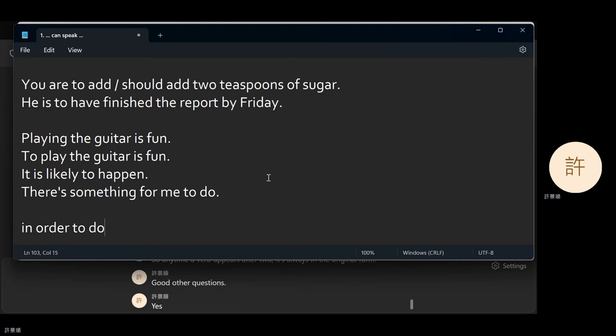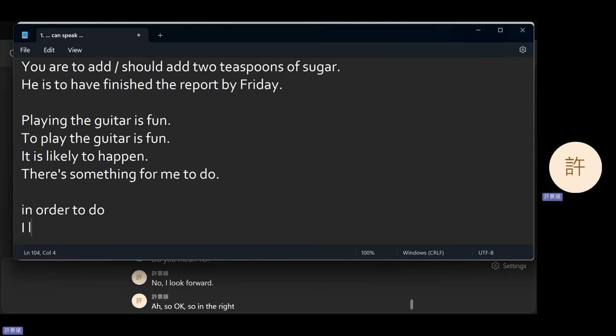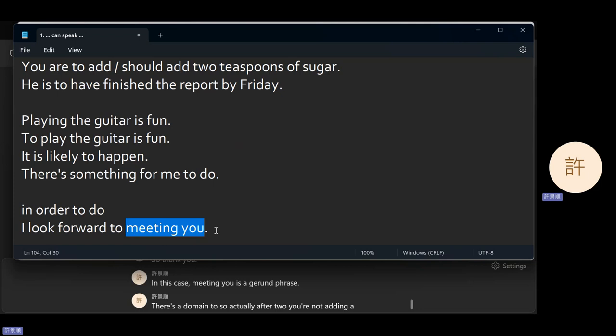Do you mean T-O-O? No, like I look for it. Ah. So, we're non-native speakers, we only recognize that, okay, to. So most of the students will say that to should be followed by a verb. Thank you. In this case, meeting you is a gerund phrase. This is a 动名词. So actually, after to, you're not adding a verb, you're adding a noun. 动词当名词用，这其实是名词. This is why it's meeting and not meet. This entire action is one noun. Okay, thank you. Other questions?